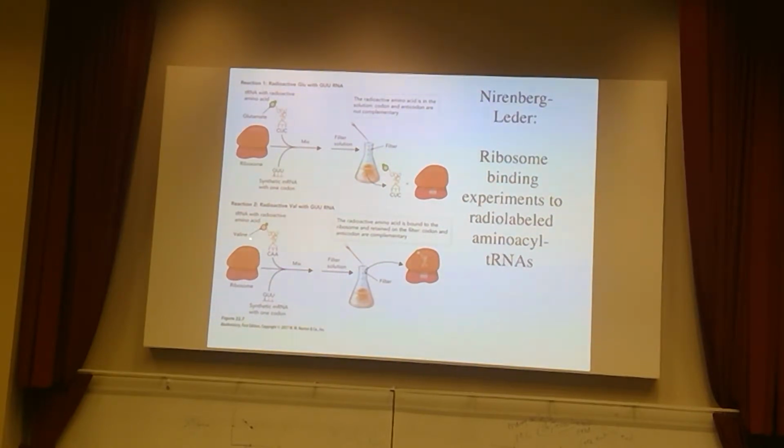Now let's repeat that experiment with a radioisotopically labeled valine. And we're going to put that on its cognate tRNA, which happens to have the anticodon CAA. Now we've got a great match with this GUU synthetic mRNA. And when this is sitting on the ribosome, that tRNA goes, okay, found my complement. I'm going to bind into that ribosome, and now I'm part of this massive ribosomal particle.